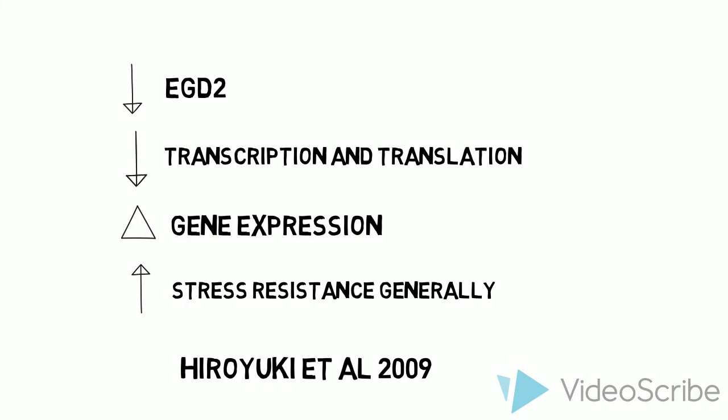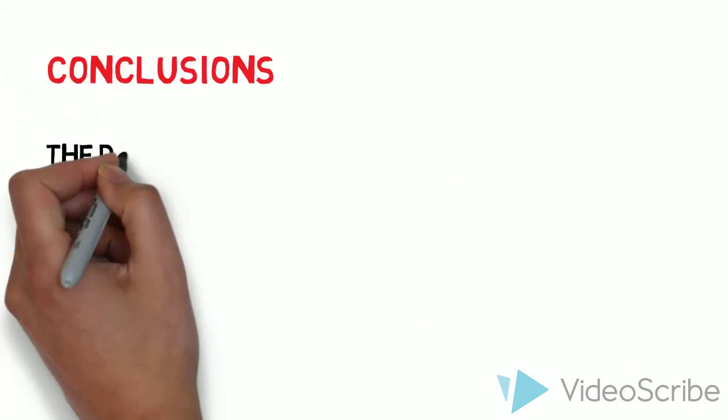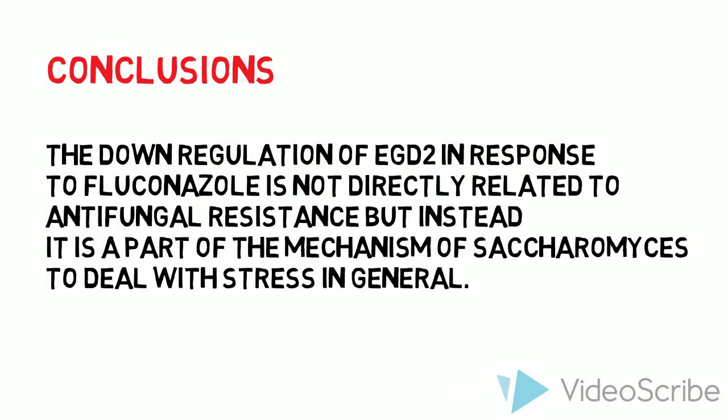This is supported by the findings of Hiroyuki et al. in 2009, that found that EGD2 is downregulated in response to stressful conditions by the ubiquitin ligase RSP5. So, this study has shown that the downregulation of EGD2 in response to fluconazole is not directly related to antifungal resistance, but is instead a part of the mechanism of Saccharomyces to deal with stress in general.